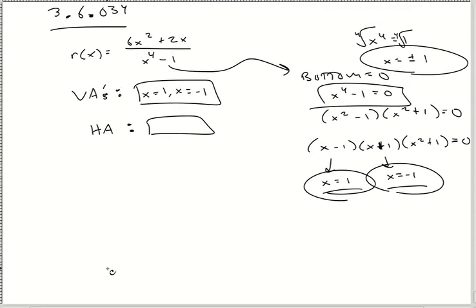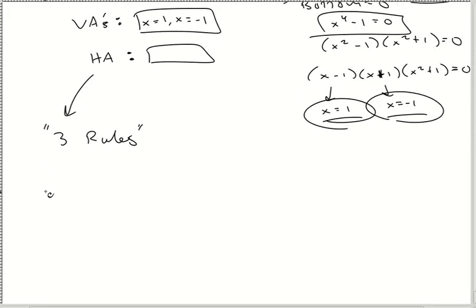So far, they've just been giving it to me, or I just kind of tell you. Well, the horizontal asymptote comes down to the 3 rules. And this is just a reminder, because this is one of those off-brand kind of things. Like vertical asymptote, a lot of people kind of remember bottom equals 0, but the 3 rules is like, what? What were you talking about? Once I tell you, it'll make more sense.